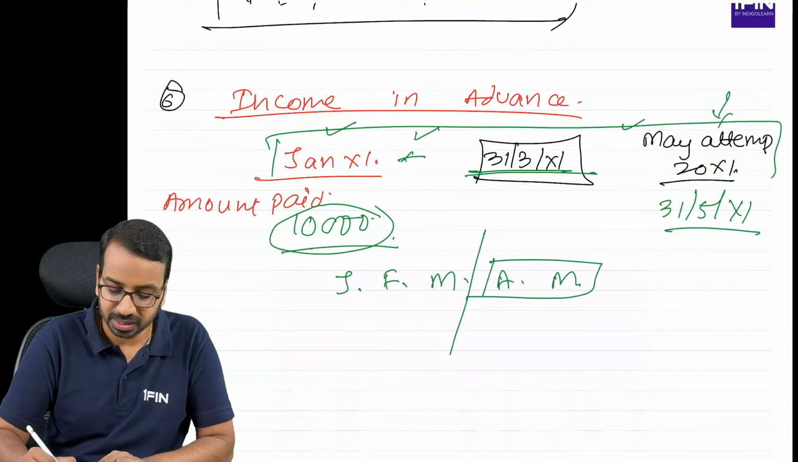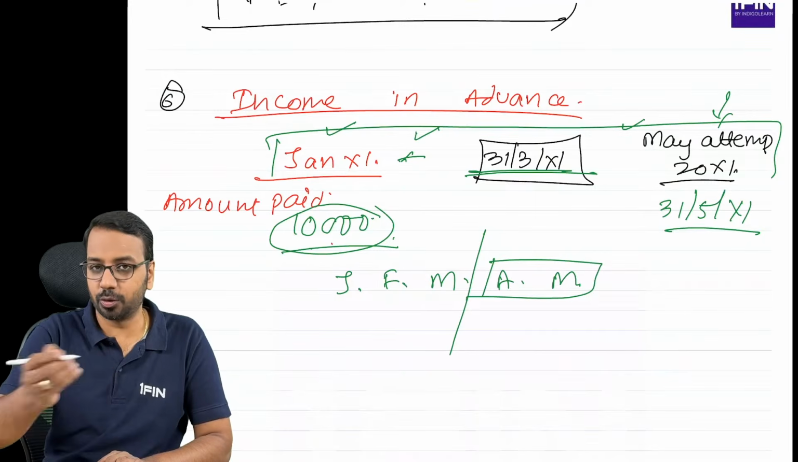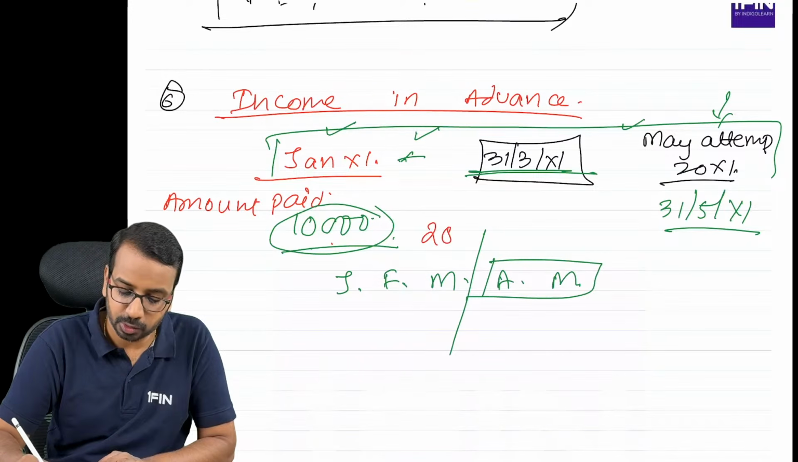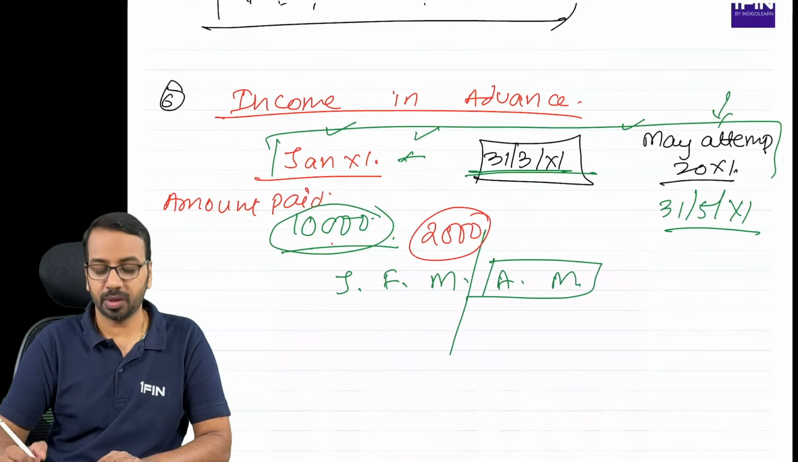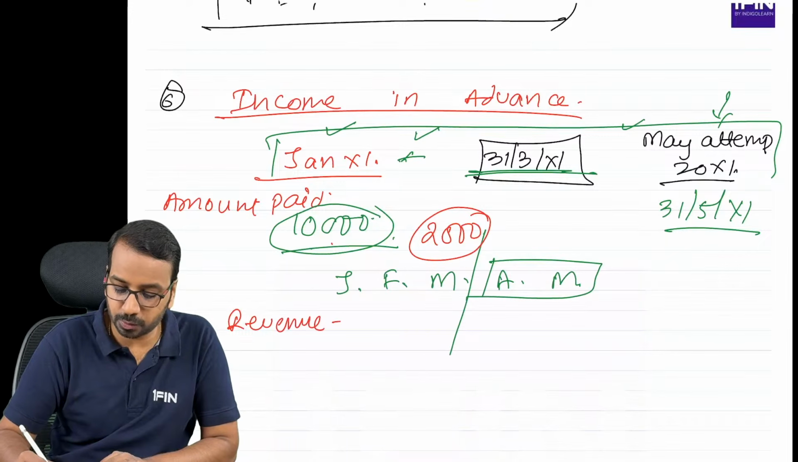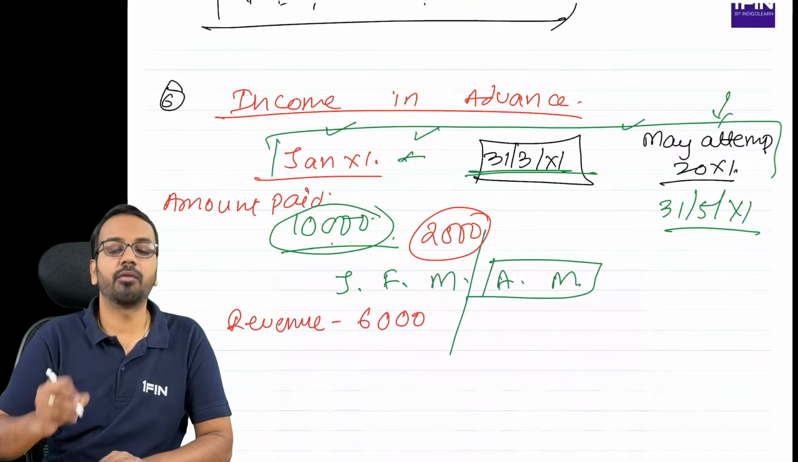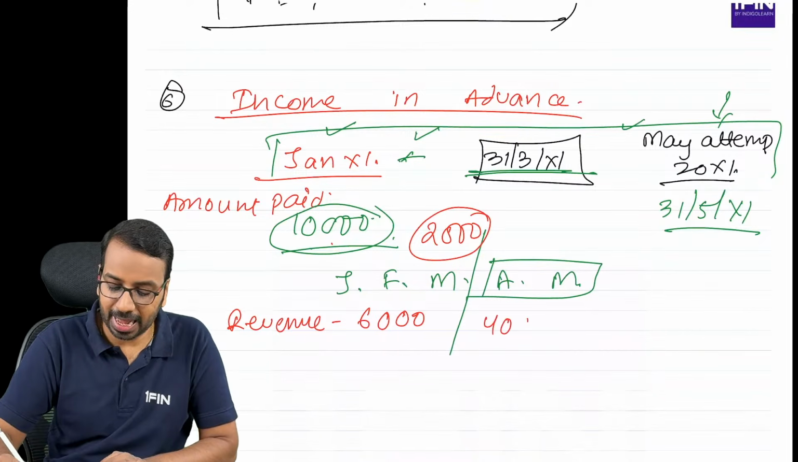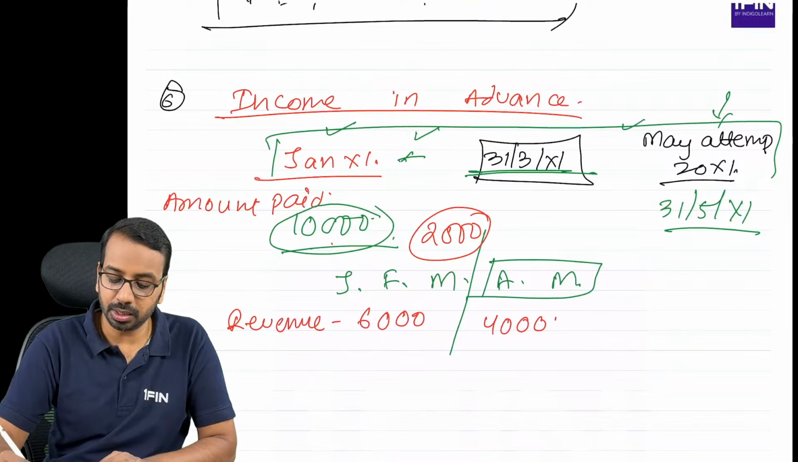That means 10,000, if I divide over 5 months period, we get 2,000 per month. Okay. So my revenue should be 2,000 into 3, 6,000 for the first 3 months and 4,000 for the next 3 months.